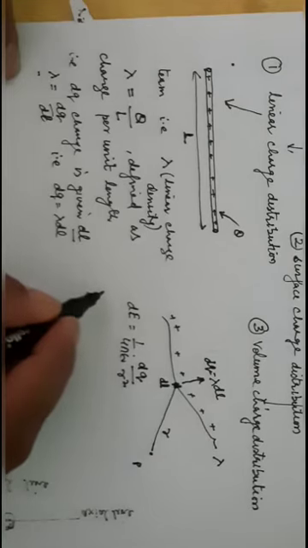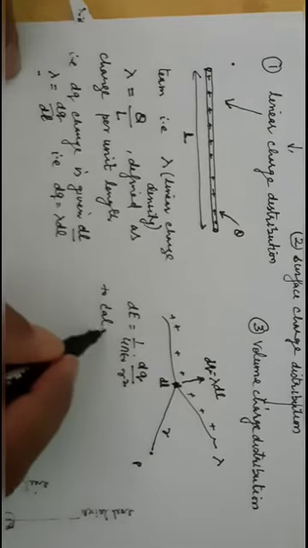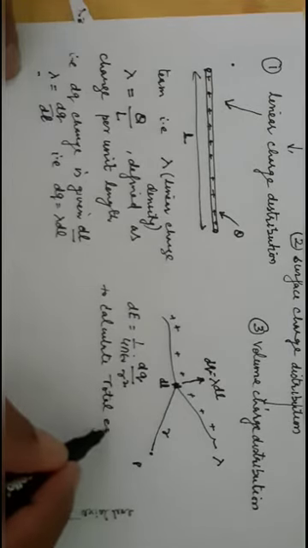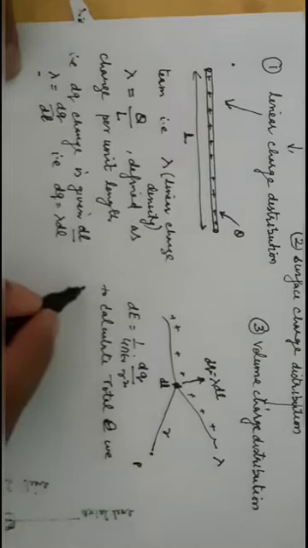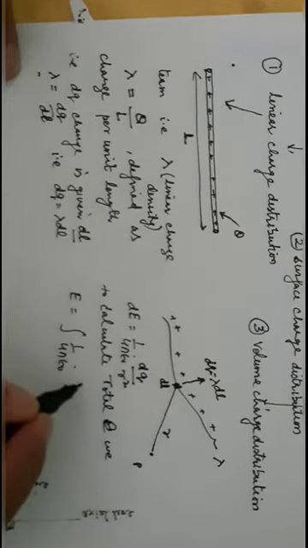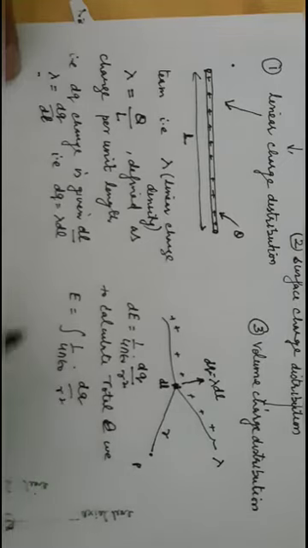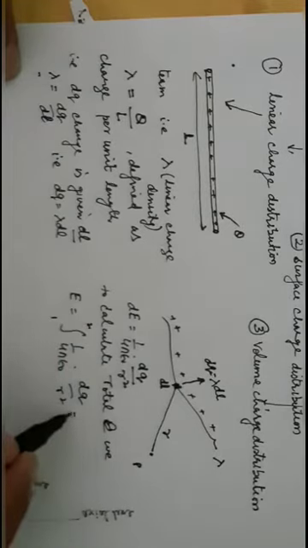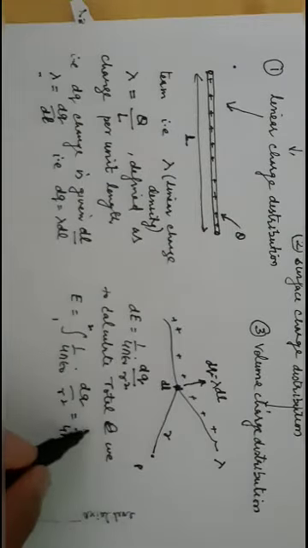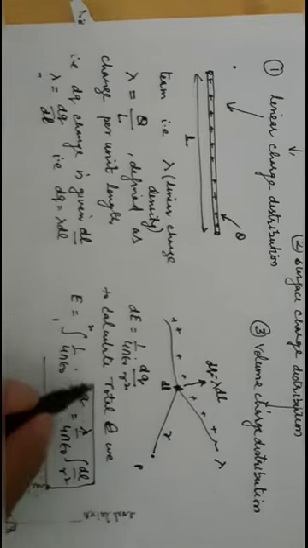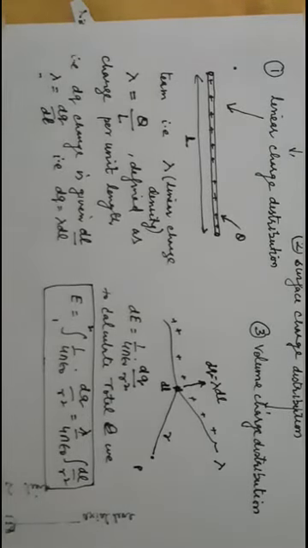We use calculus to calculate the total electric field. So in calculus, the total electric field will be equal to the integration of 1 upon 4 pi epsilon naught dq divided by r square. The length is from one point to another. So it is 1 upon 4 pi epsilon naught. We put the value of dq, that is lambda into dl. Lambda comes outside, and dl upon r square. So this is how we can calculate the electric field due to the linear charge distribution.